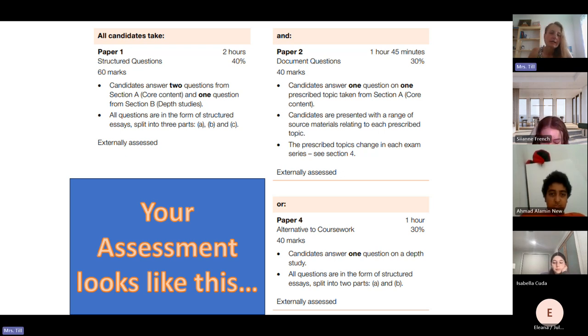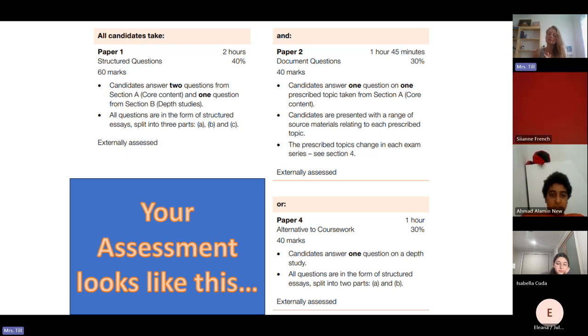You can see the papers vary. You've got 2 hours, 1 hour 45, and then paper four is a nice one because it's only an hour long.